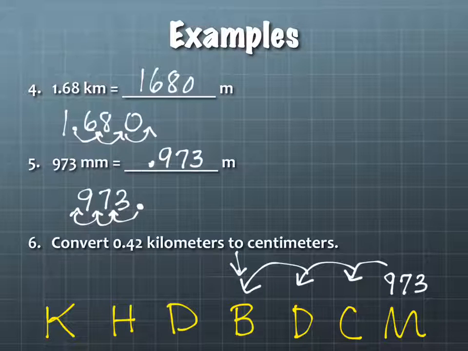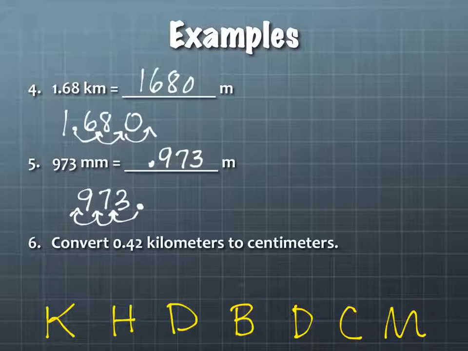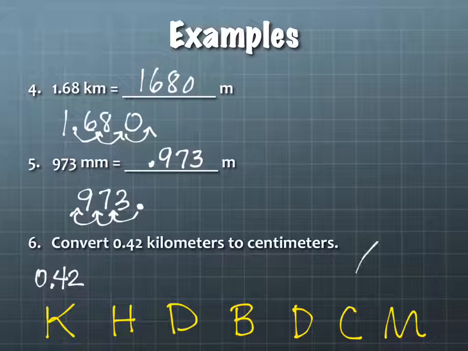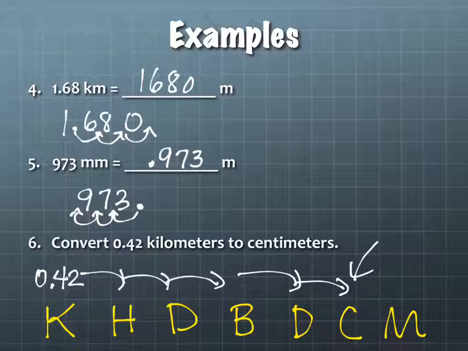All right, last example on this one, number 6. We're going to take 0.42 kilometers. So that's right here. And I want to turn it into what? Centimeters, which is really far to the right, isn't it? How many? 5. Alyssa, that's right. It's 5. So we've got 1 move, 2 moves, 3 moves, 4 moves. It's 5 moves to the right.